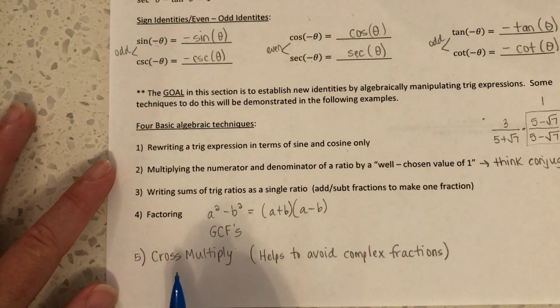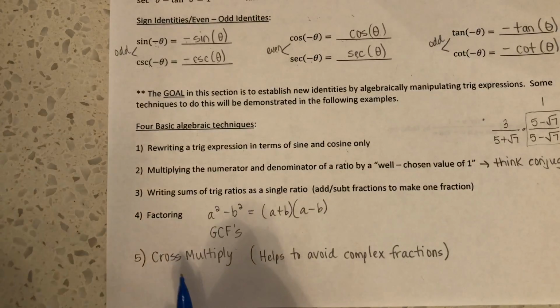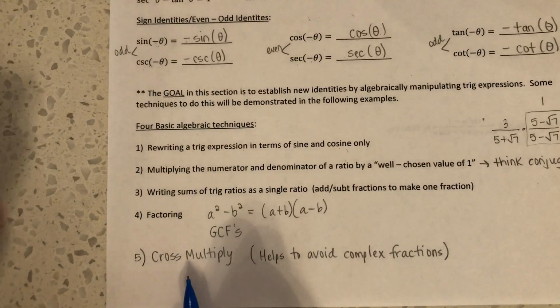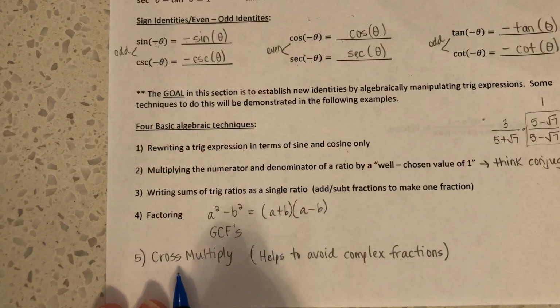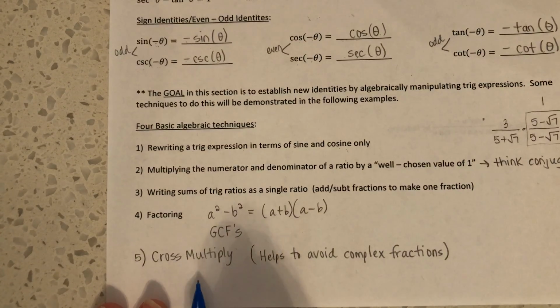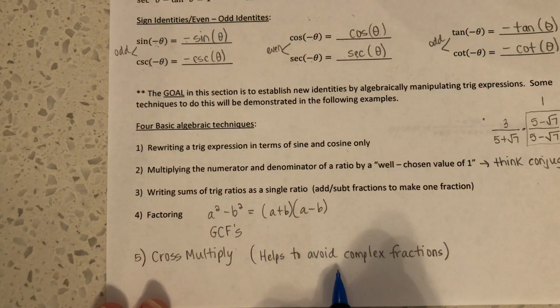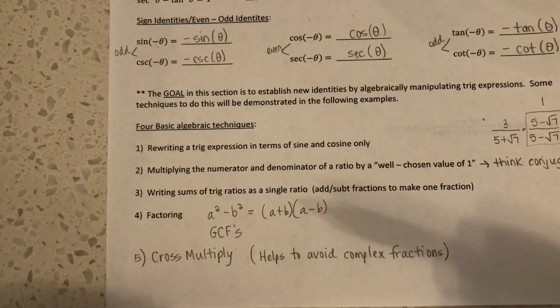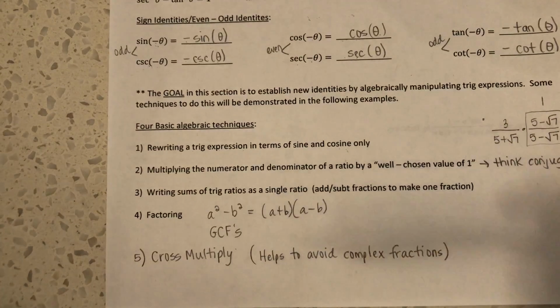Our book doesn't really stress this technique, but the old pre-calc book did. And I feel like it allows you to do some problems a lot easier. So just remember, when you have a proportion, one fraction equals one fraction, cross multiplying is a great approach because a lot of times it'll help you to avoid making a complex fraction.